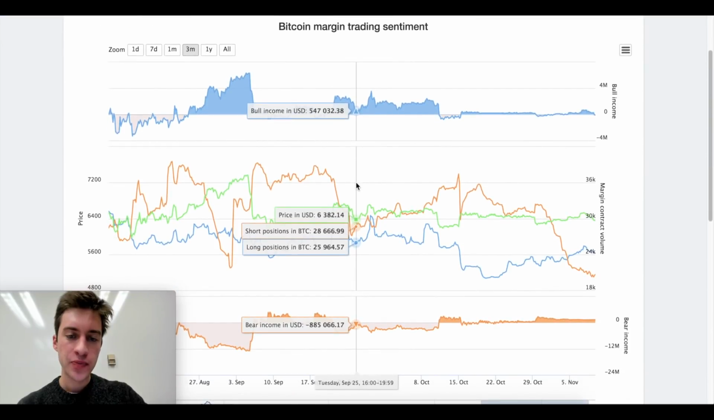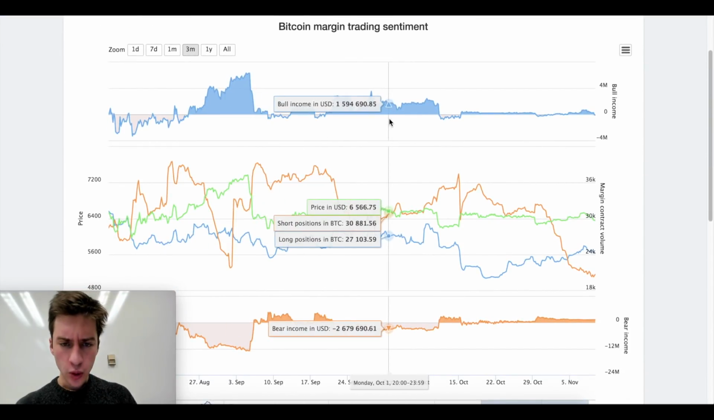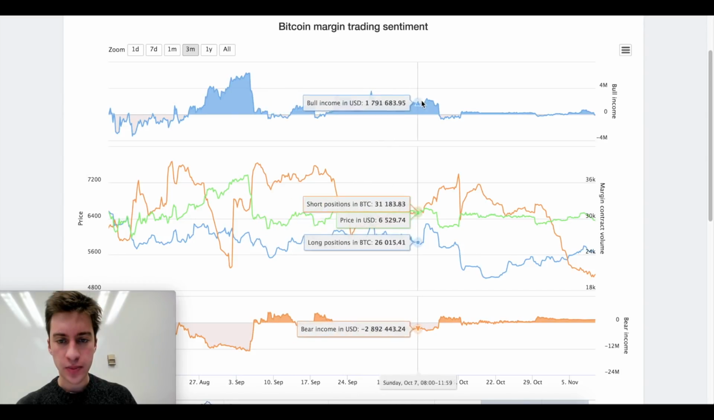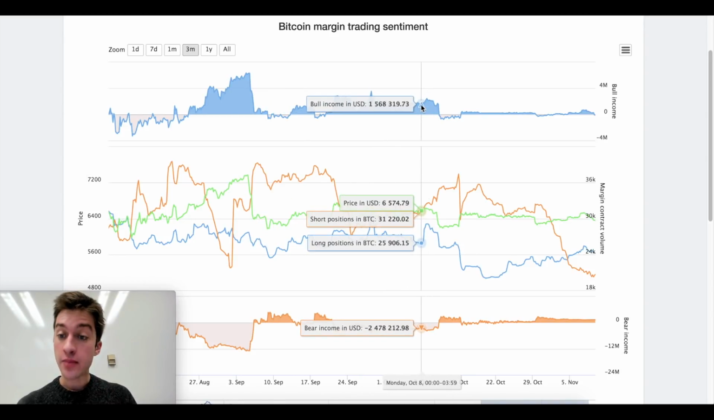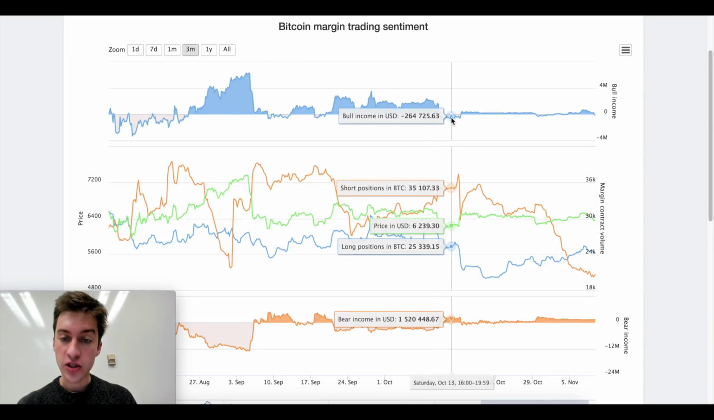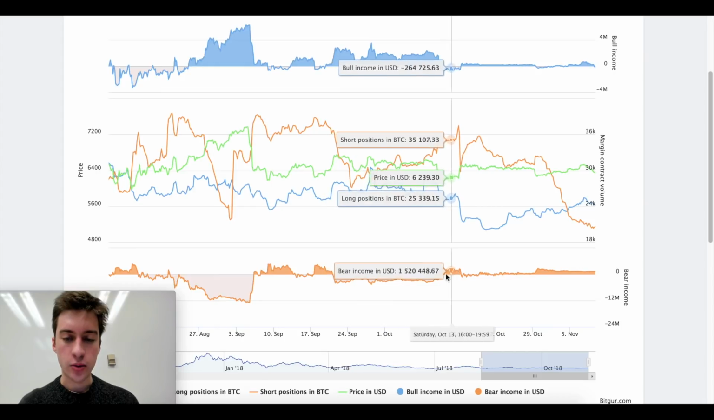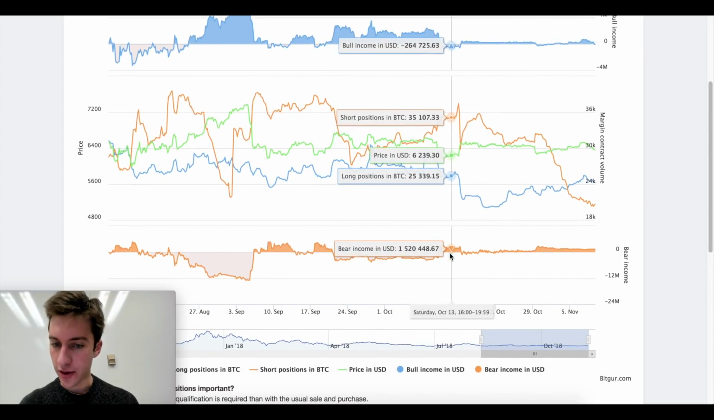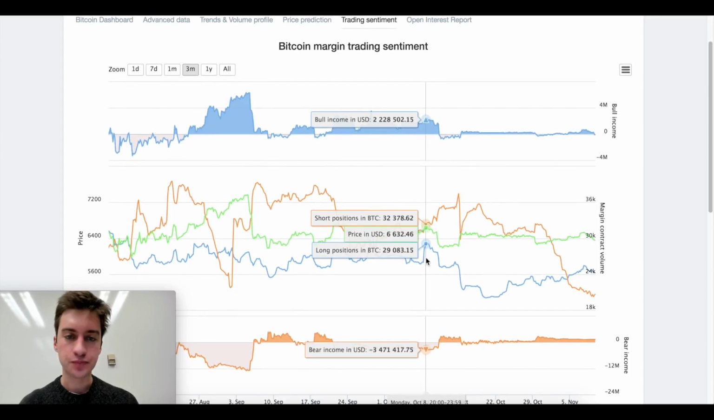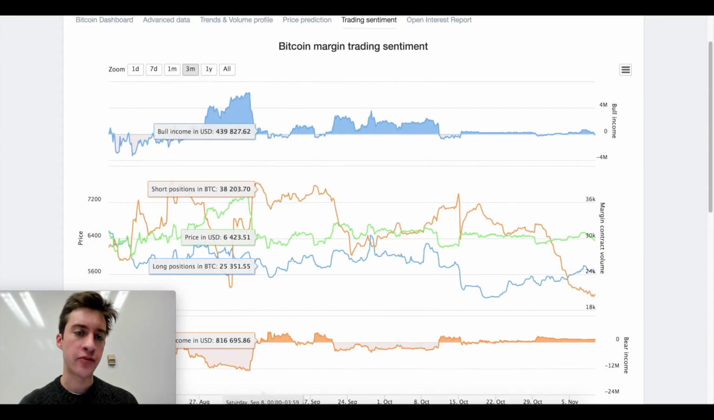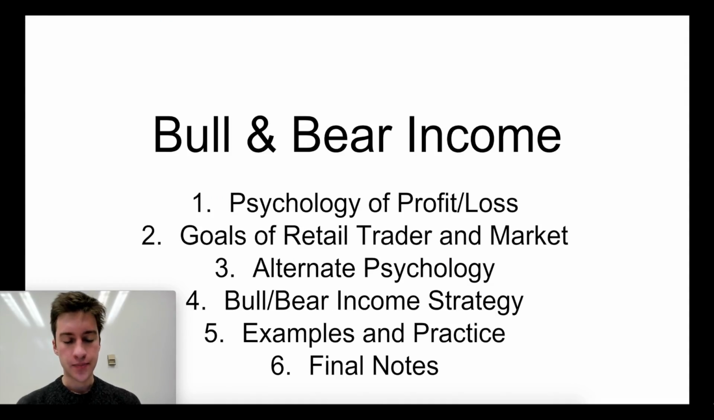The basics of what we're looking at is we want to see when bull income is above, like this, you can read these numbers, that means that longs are in profit. When it's below, it has a minus, that means that the bulls are out of profit. So traders who are long are in losing positions, mostly. And we can see here with shorts as well. These are when shorts are in profit, and these are when shorts are not in profit. And this data all comes from Bitfinex margin data.